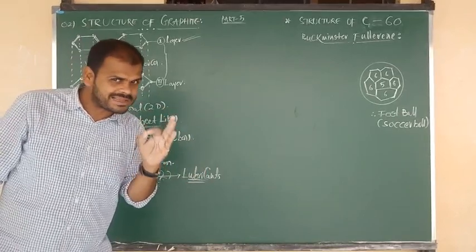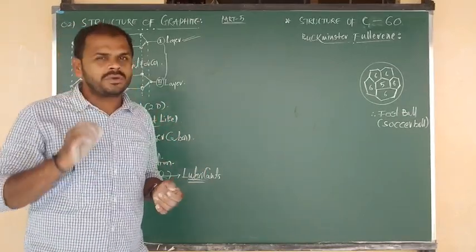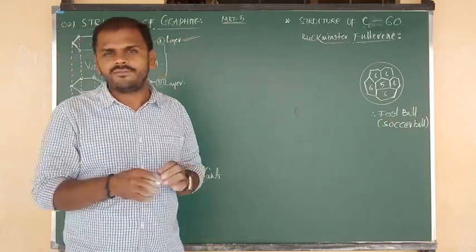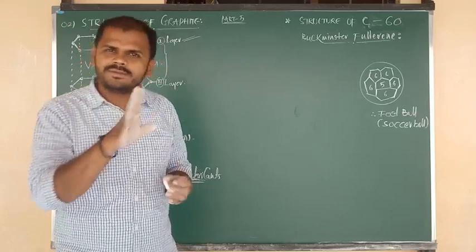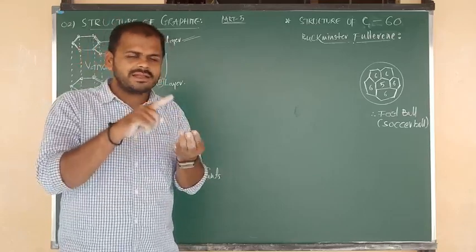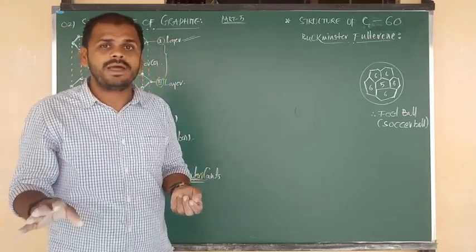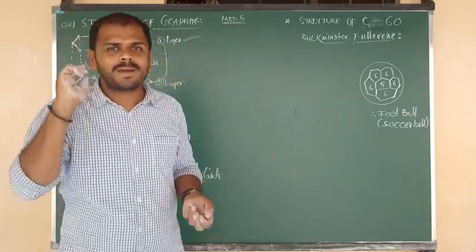Once again, this point is important. Once again, I am going to do the revision. Diamond is a bad conductor of electricity because in diamond, carbon undergoes sp3 hybridization. So 1s and 3p, total 4, means all electrons are involved in hybridization. No more free electrons in case of diamond, so that is a bad conductor.